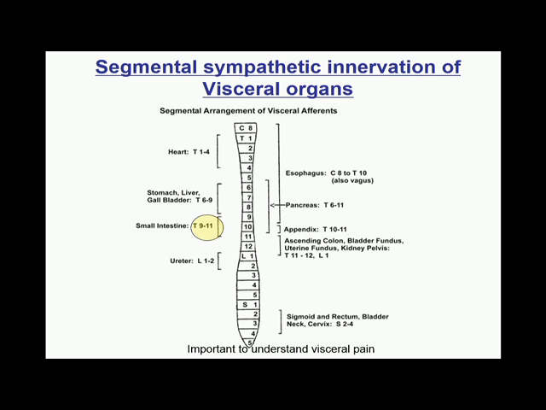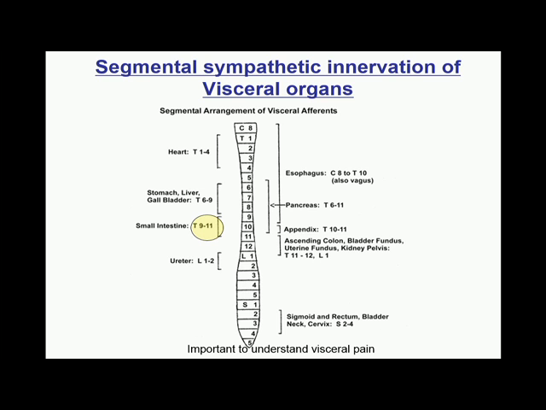So T5 to T9 roughly correspond to the epigastric region, that is above the umbilicus. So any pathology in the foregut, like stomach, liver, first part of the duodenum, when it is affected, you will get epigastric pain, right? On the skin over the abdominal wall. That is because it is innervated by T5 to T9.